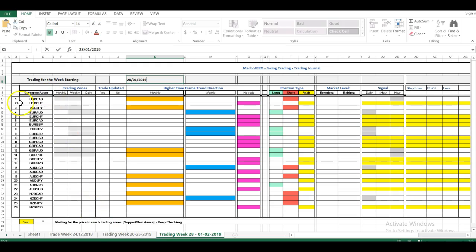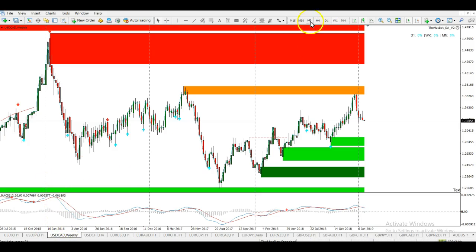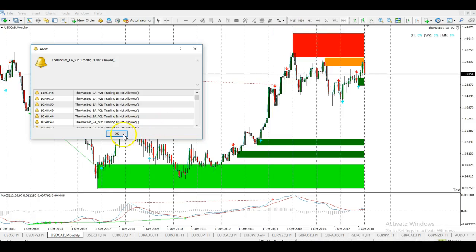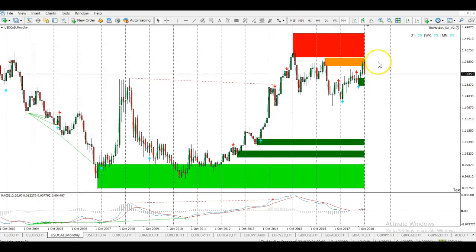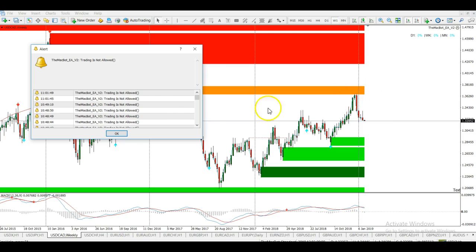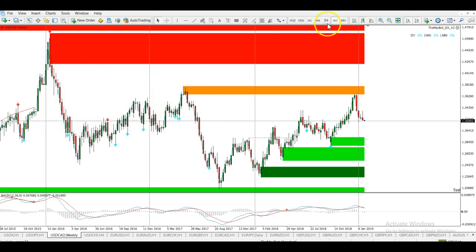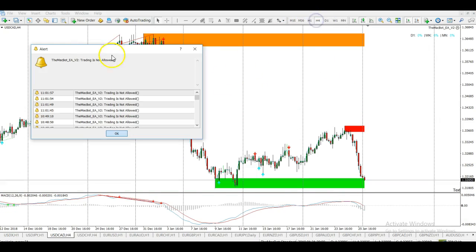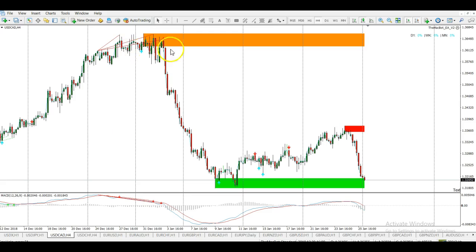So the first one we're going to start off on the spreadsheet is USD CAD. It's been dropping nicely from this. Start off in the monthly. So we're dropping nicely from this monthly zone here. So we have the monthly inside the weekly. And it was the 4-hour signal right at the top of the moves here that got us in this trade.